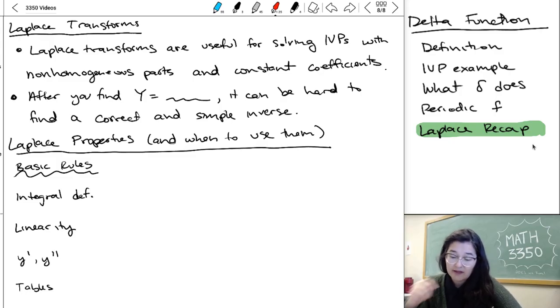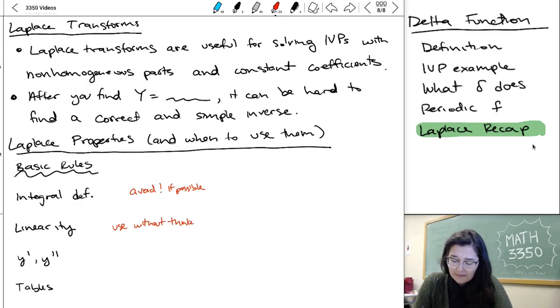And for these first few things, I would say when to use them is: integral definitions, avoid if possible. You can't help it if somebody makes you compute the integral definition of Laplace transform, but it should never be the thing you choose to start a problem with. Linearity, I hope you've used it so much that you can actually just do it without thinking. That every time you have a Laplace transform, you pull out your constants, you separate your functions.